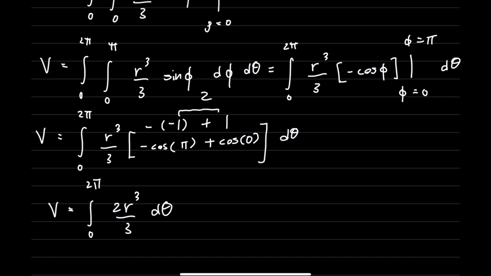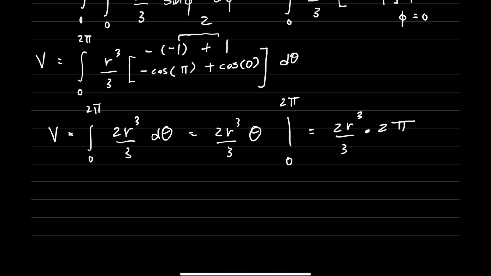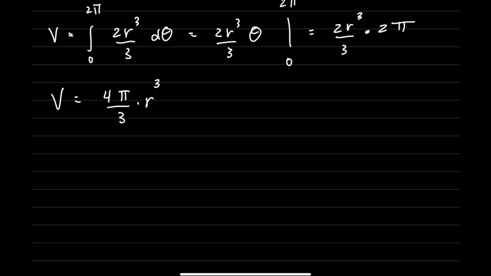And all that's left is to evaluate this theta integral. So we have 2r cubed over 3 times theta, evaluated from 0 to 2 pi. And that just yields 2r cubed over 3 times 2 pi. So the volume is 4 pi over 3 times r cubed. And that's the formula for the volume of a sphere. So that's one way, using the spherical coordinates way.